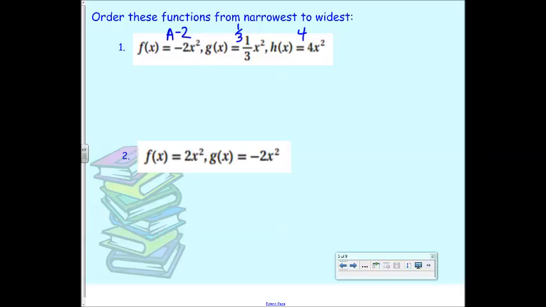So what's my narrowest graph here? So that would be h of x. And then what would come next? No, f of x, because we ignore the negative. The negative just tells you what? That it flips downward. Okay, and then the last one, what would be your widest? G of x. Okay, so rather than having to graph all three of those and taking forever to do that, and I'm not saying you guys take forever, I'm just saying in general that would take a long time. Rather than having to do that, you just look at your A's.